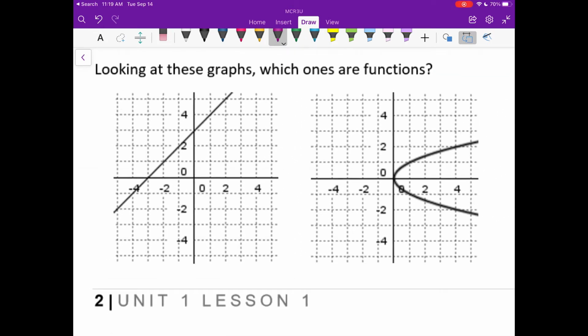So if you're looking at one of these graphs and you look at the 2, let's go find where the x value is, or the y value. You go up, it's at 5, right? So I know without reasonable doubt that there's only one y value for that 2. So it's a function because there's only one y for that x.